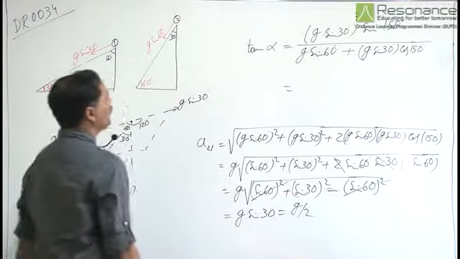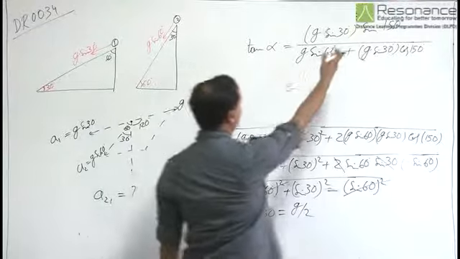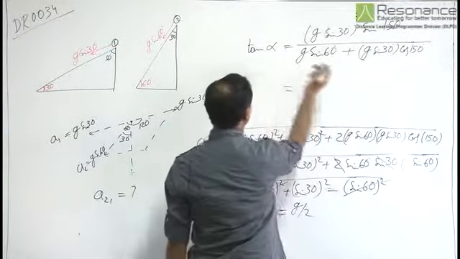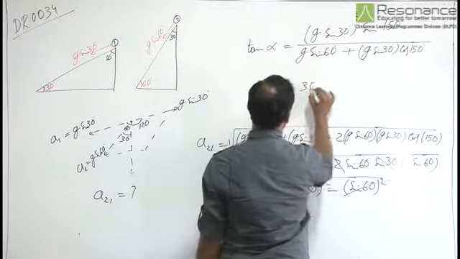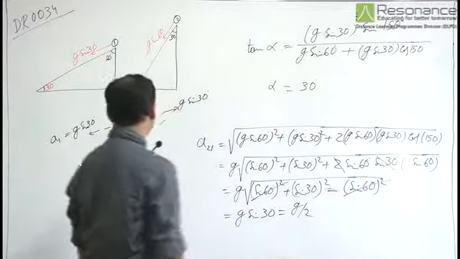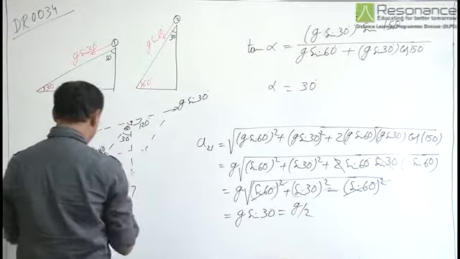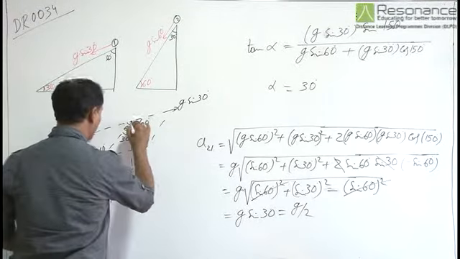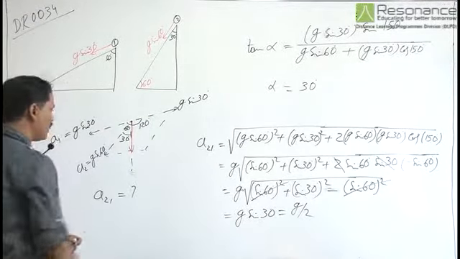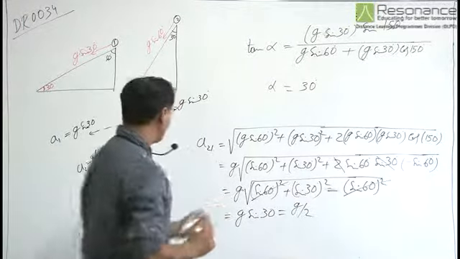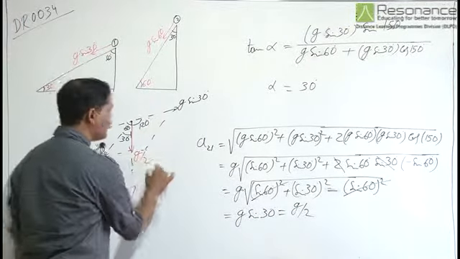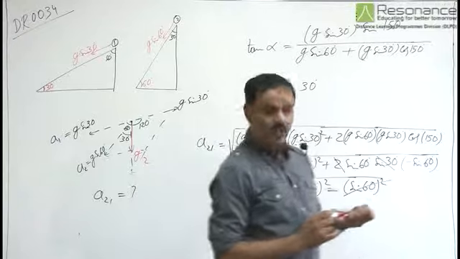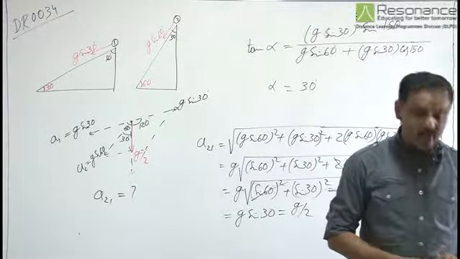So from here, after putting in the values, alpha comes out to be 30 degree. So the resultant of A2 and this minus of A1 is in the vertically downward direction. So the resultant acceleration is g by 2 in the vertically downward direction, and the correct option is A.